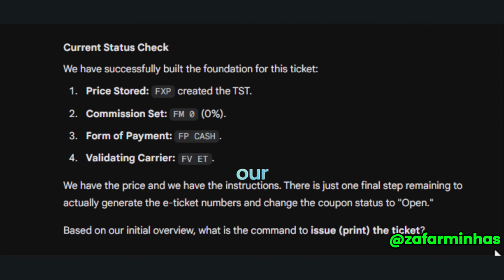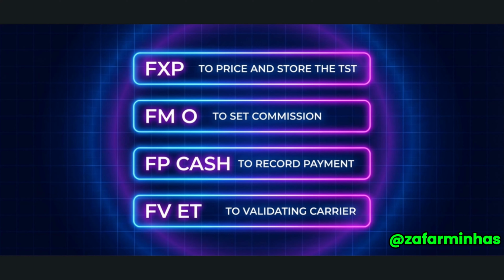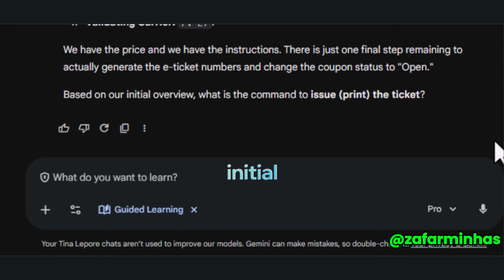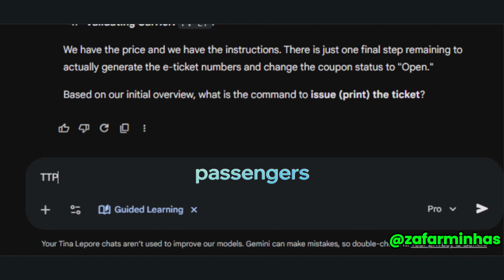At this stage, our ticket is fully prepared. The price is stored through FXP, commission is set with FM0, payment is recorded with FP cash, and the carrier is set with FVET. Now only one step remains, issuing the ticket. Based on our initial overview, what is the command to print and issue the ticket? Enter the TTP command to issue tickets covering all passengers and flight segments within the PNR.